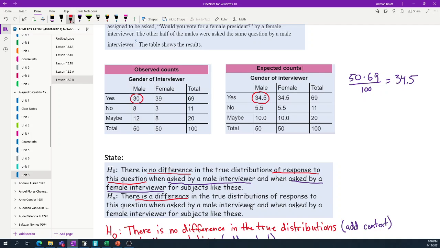Oh, with the square, right? You square it, right? It's observed minus expected, squared to get rid of the negatives, then divide by the expected. And then you do it again. It doesn't matter which one you do next. The order doesn't matter because you're just adding them anyways.